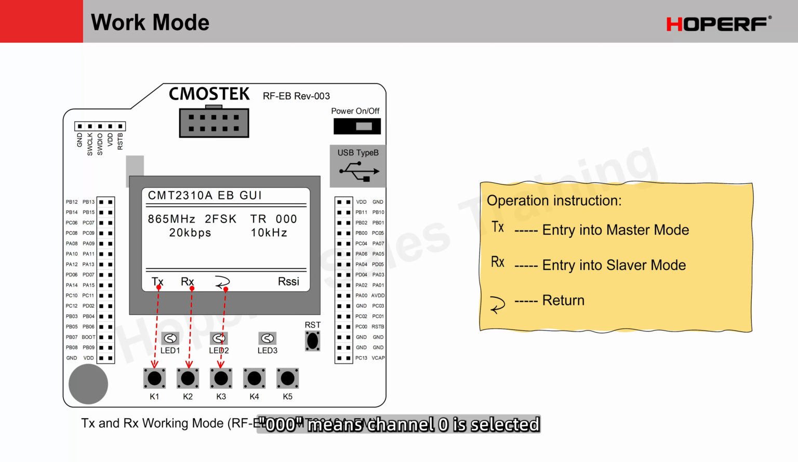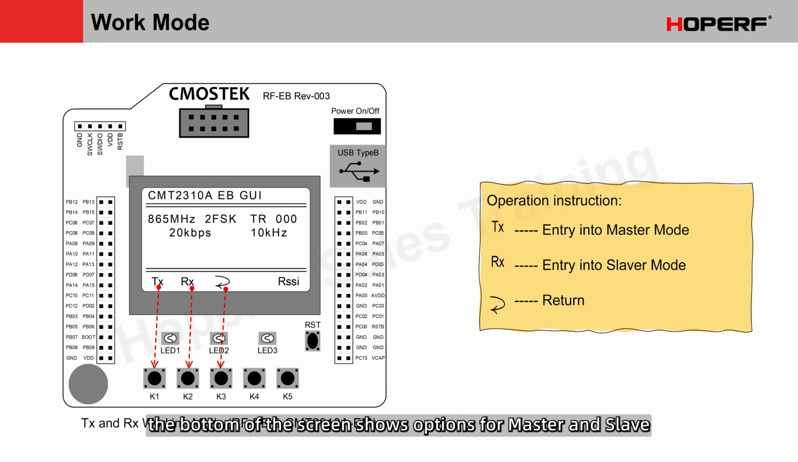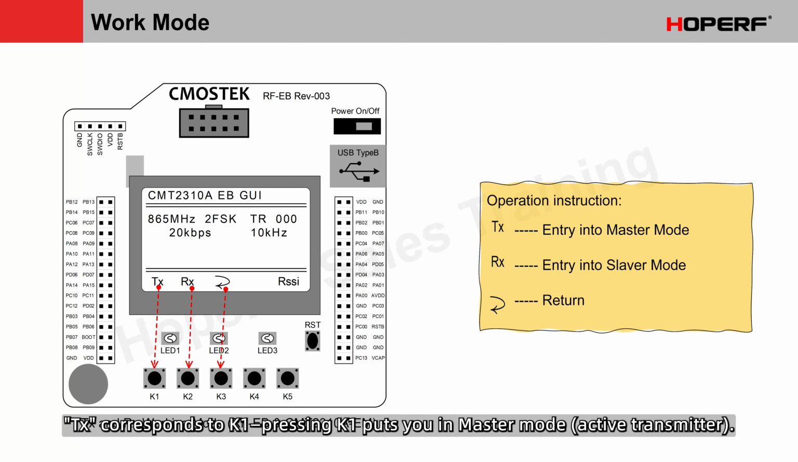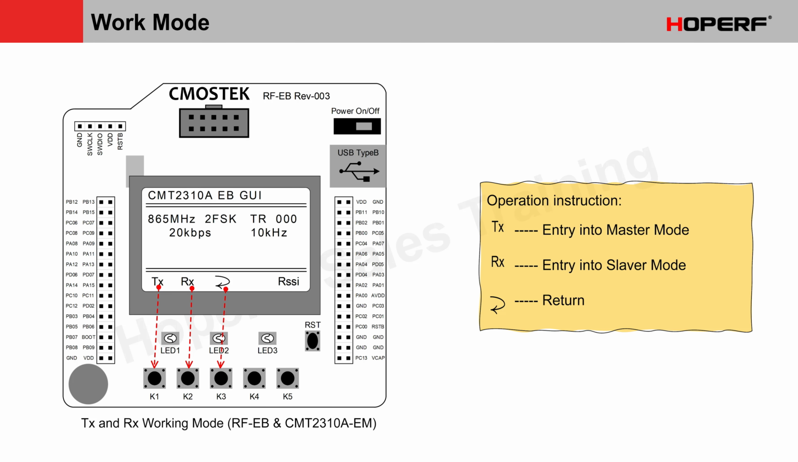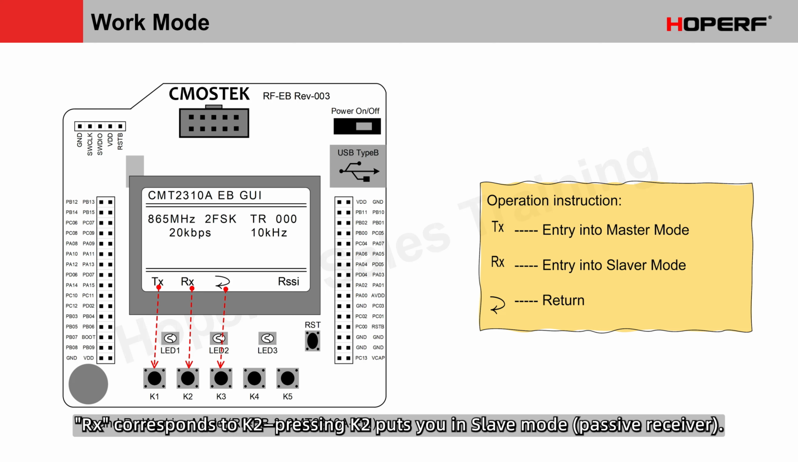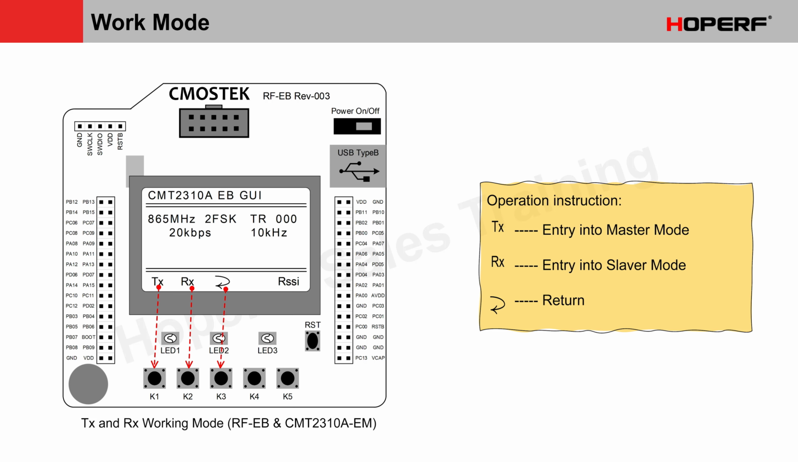000 means channel 10 is selected, and the data rate is set to 20 kbps with a 10 kHz deviation. Because TX and RX mode has two sub-modes, the bottom of the screen shows options for master and slave. TX corresponds to K1. Pressing K1 puts you in master mode, active transmitter. RX corresponds to K2. Pressing K2 puts you in slave mode, passive receiver. K3 is for going back to the previous menu.